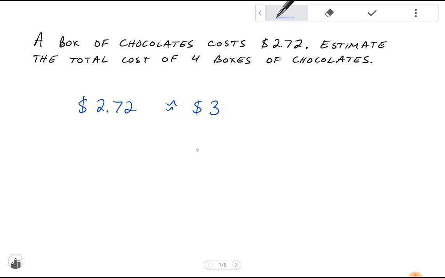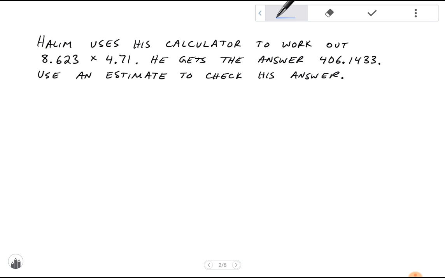Okay, so we take each of these boxes of chocolates, which are roughly $3, and we multiply that by 4 because we buy 4 of them, and that will give us an estimate of $12. So when we do this, we're going to estimate the answer mentally, or here I'm going to write it down, and then you calculate the actual answer, and then you can go back and check to see if your estimate is appropriate or not.